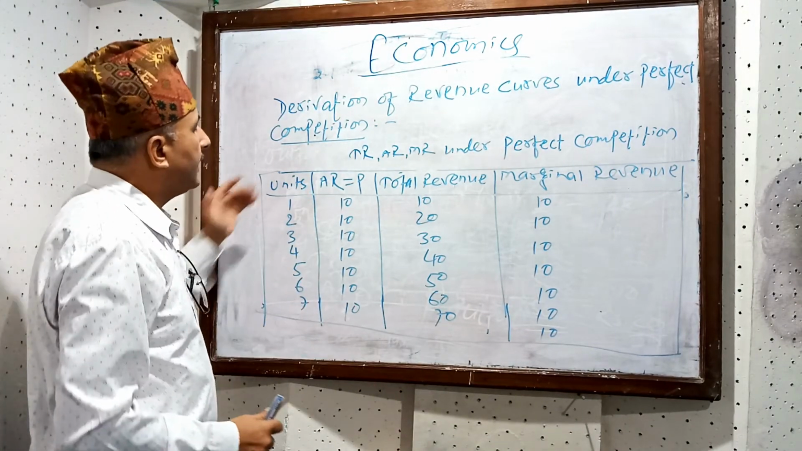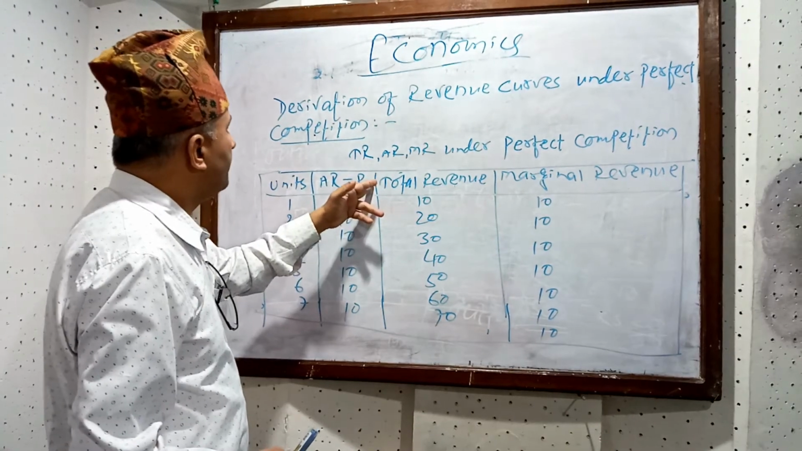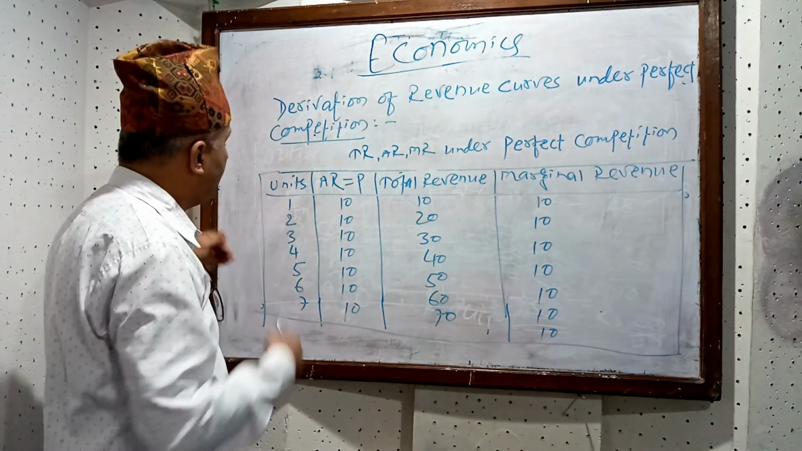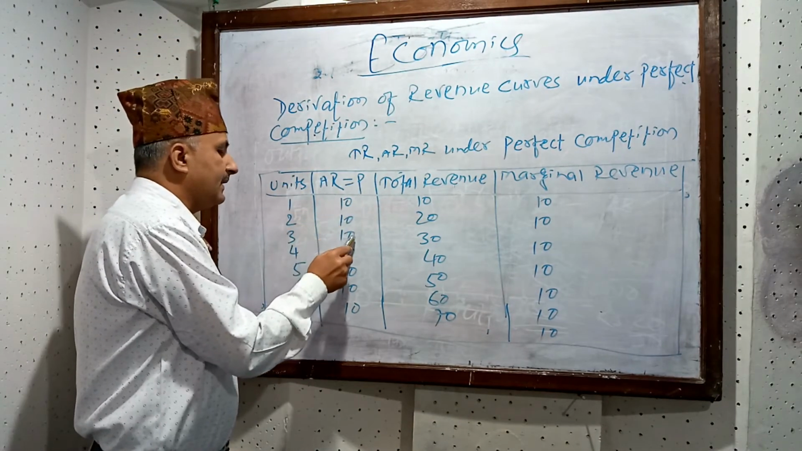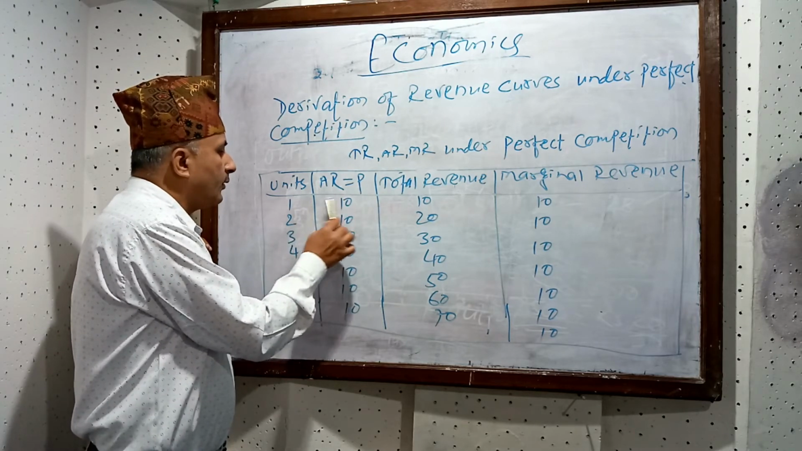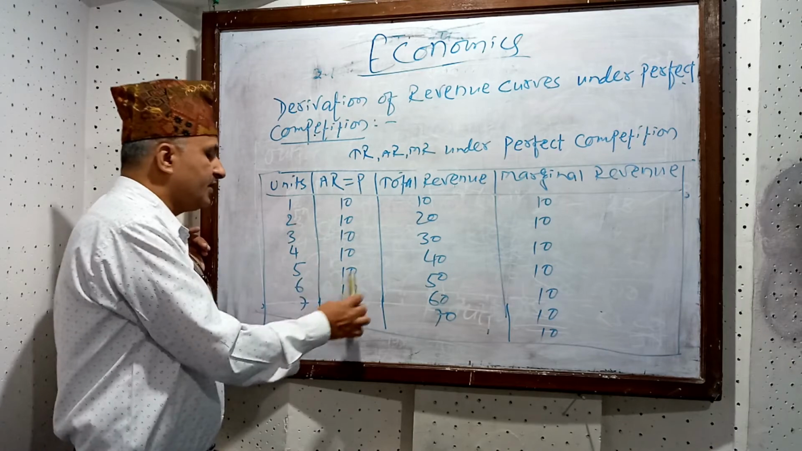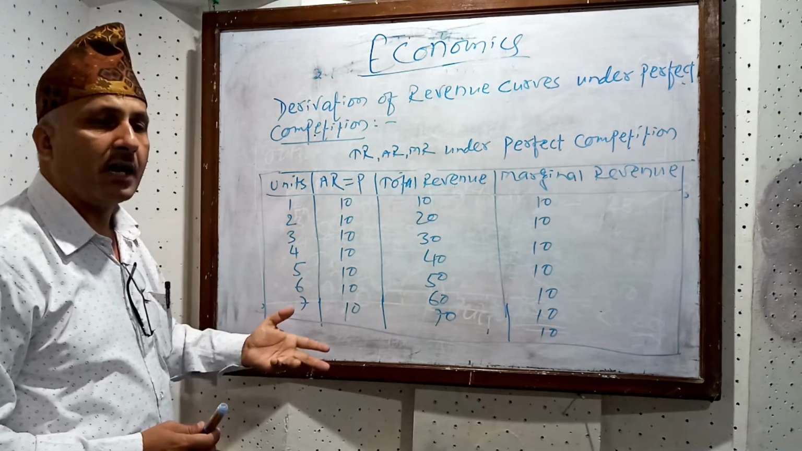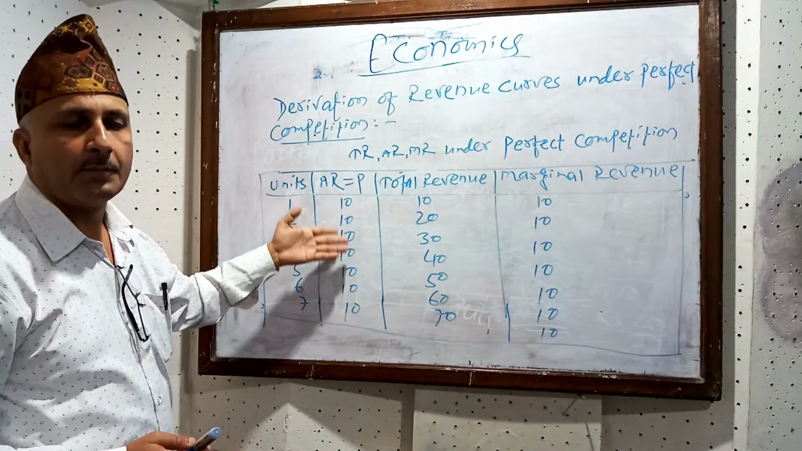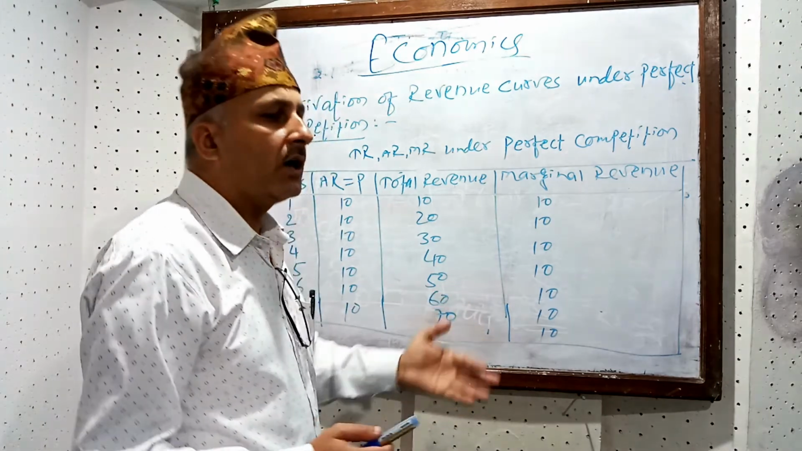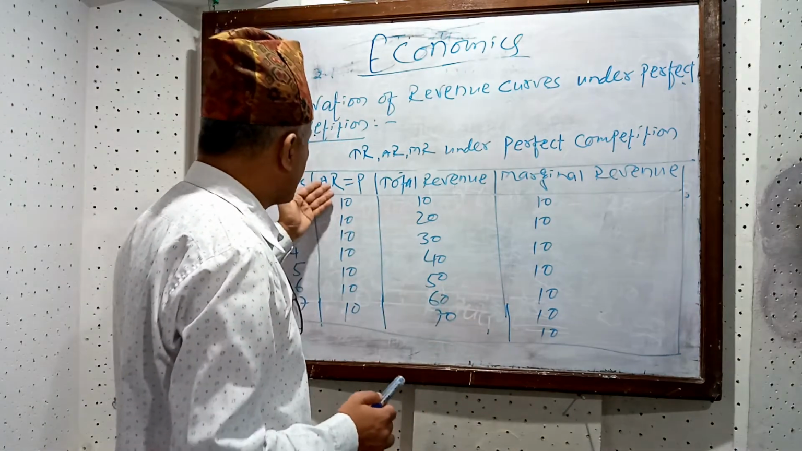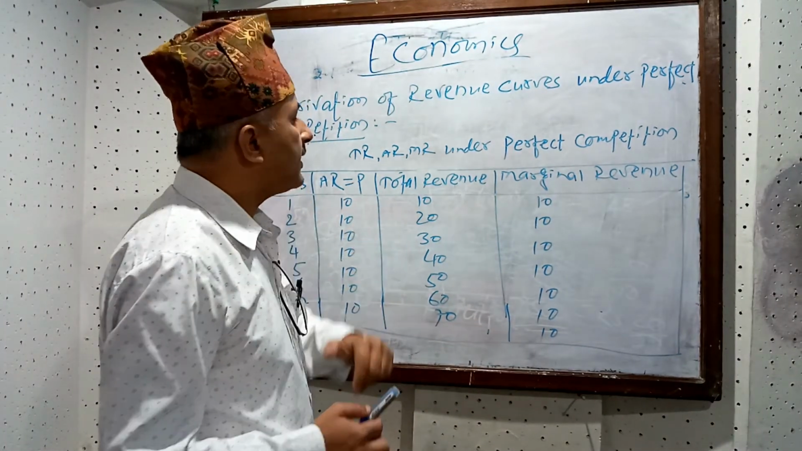Okay. Then under the AR equals P column, now write 10 in each. 10, 1 unit 10, 2 unit 10, 3 unit 10, 4 unit 10, 5 unit 10, 6 unit 10, 7th unit 10. This is because price remains constant. Price is always the same under perfect competition. That's why 10. Now total revenue.